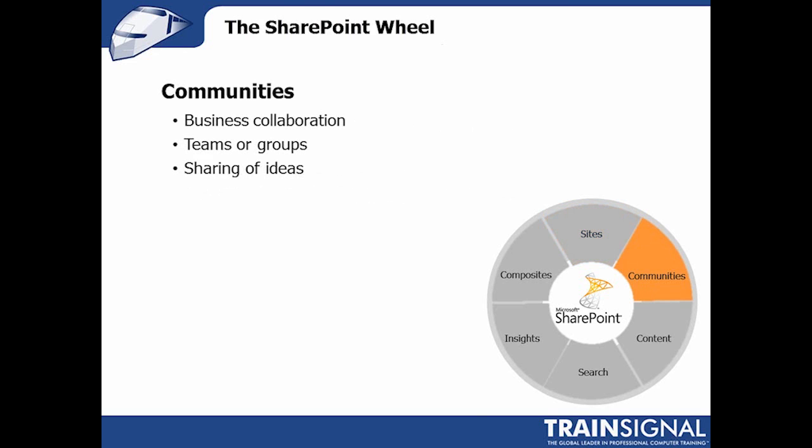Number 2, communities. Community sites let people work together in ways that are most effective for them. How? By providing great collaboration tools that anyone can use to share ideas. You can organize your SharePoint environment into teams, groups, communities, by project, by location, by office or region, or any other division that is necessary.